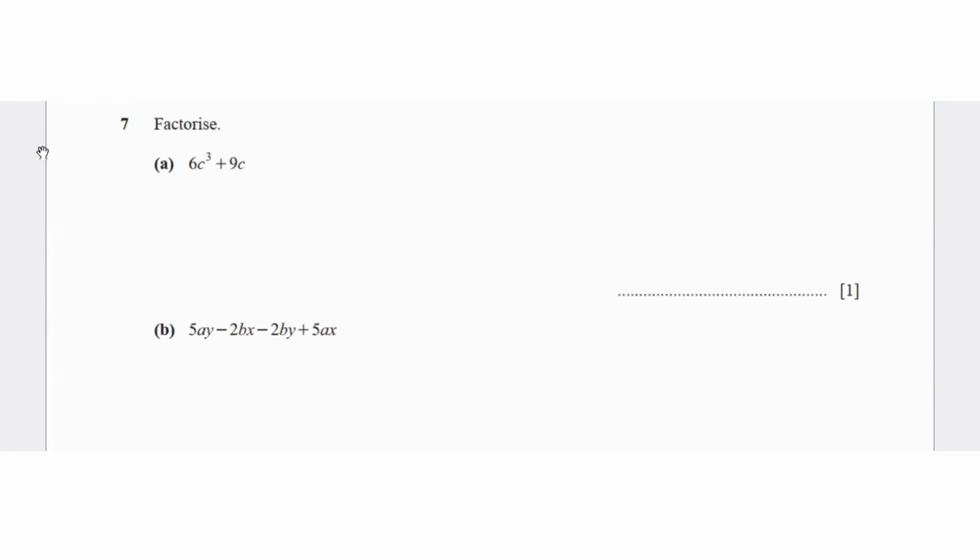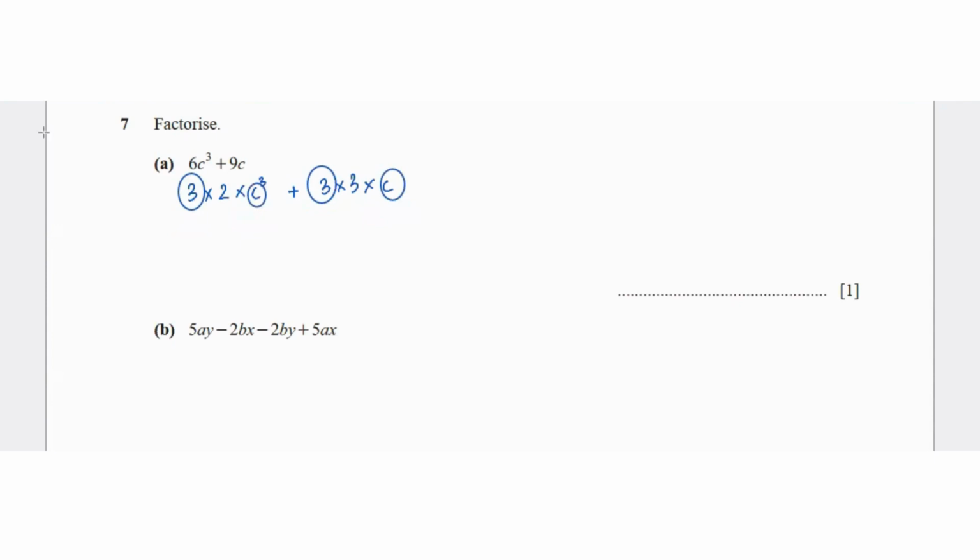Factorize 6c cubed plus 9c. We know that 6 is 3 times 2. Let's split it into its factors. 9 is 3 times 3. So if we look at this, we can see that 3 is common and c is common.